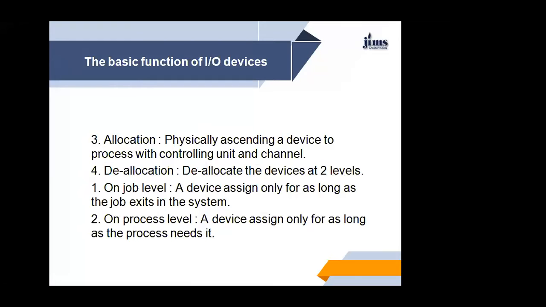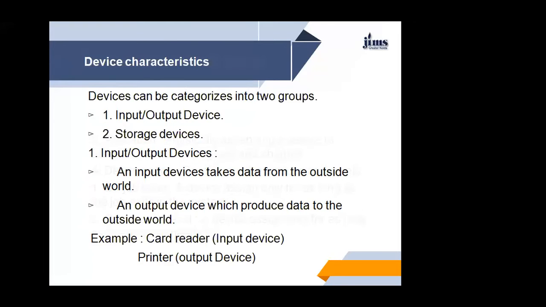On the job level, a device is assigned only for as long as the job exists in the system. On the process level, a device is assigned only for as long as the process needs it. So these are the basic functions of input output devices.